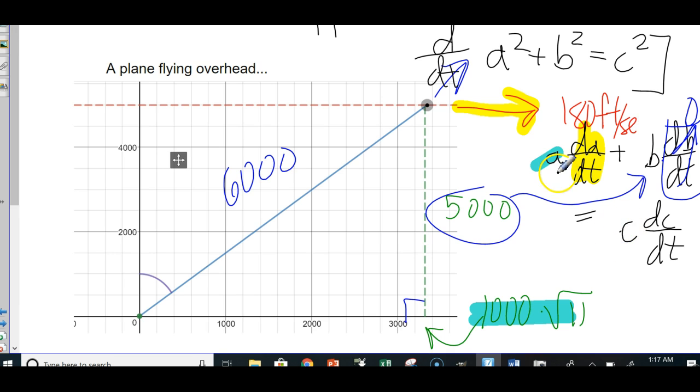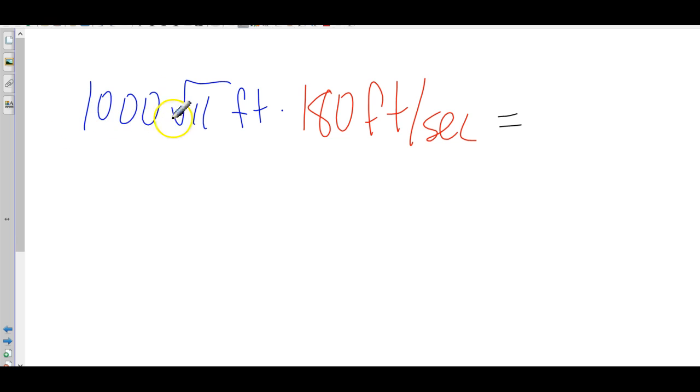Alright, and then finally C, that's this right here, that's 6,000. And then what's dC/dt? Well, we don't know that. That's what we're trying to find. That's what we're trying to solve for. So dC/dt, that's what we're trying to isolate. It's equal to this A, which is the 1,000 times the square root of 11 feet. There's the dA/dt, that's how fast it's moving forward, 180 feet per second. And again, the other piece was 0, and that's equal to the 6,000 times the thing we're looking for, dC/dt.